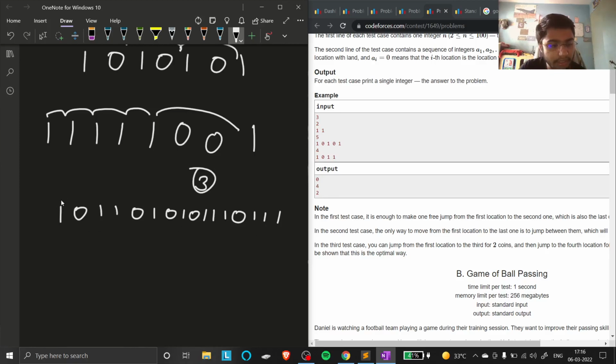If I do like this, here it would cost me two jumps. Then from here it would again go two. From here it would again go two. From here it would again go, it would cost me two. Then till here no problem.